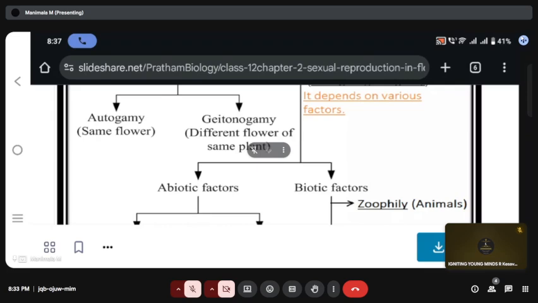So these are the advantages: parental character will be maintained, the purity of race will be maintained, no need to produce a large number of pollen grains, no need to attract insects, no need for any devices, and it will avoid bad recessive characters.